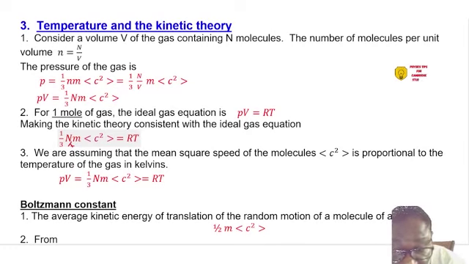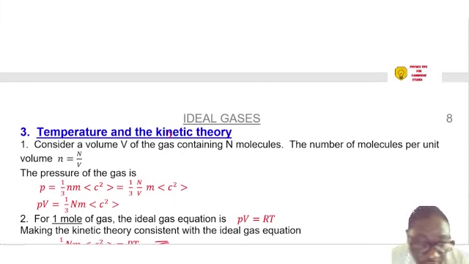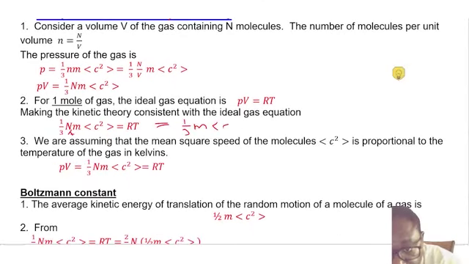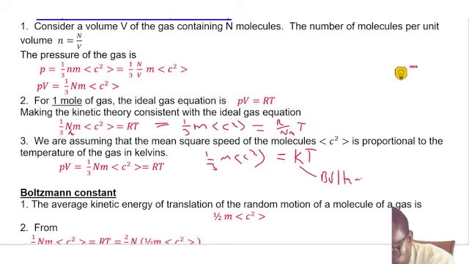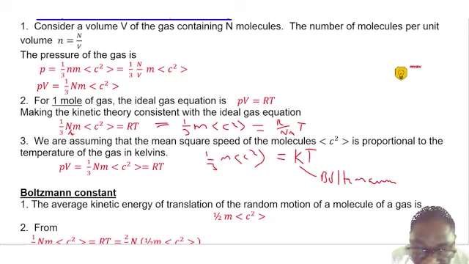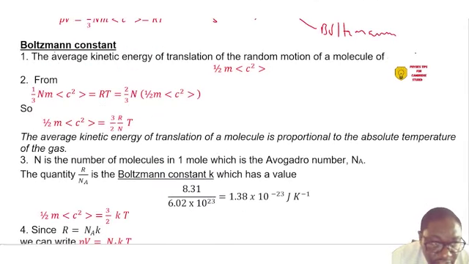If we take this further, we are going to get 1/3 mc² equal to R/N_A times T. And then this is going to give us 1/3 mc² equal to kT, where k is the Boltzmann constant. Remember, the Boltzmann constant is equal to the molar gas constant divided by the Avogadro constant. So that's pretty much the same as what you're seeing there.